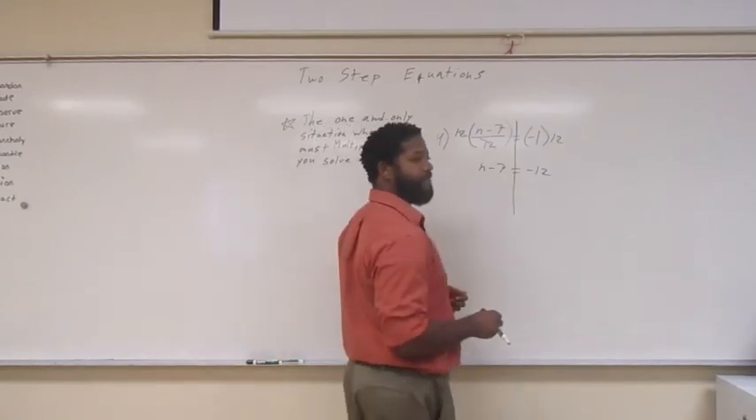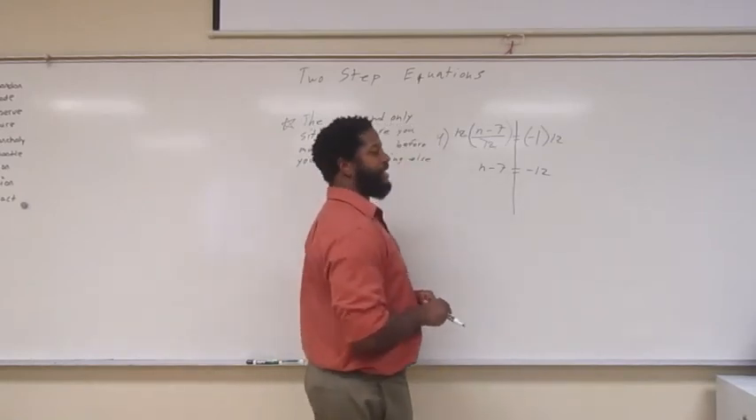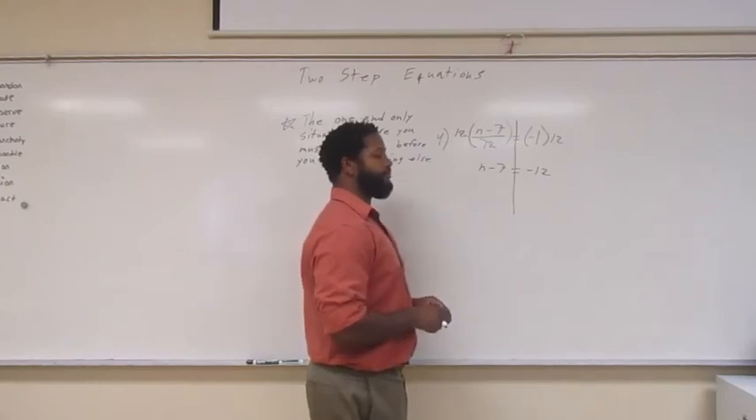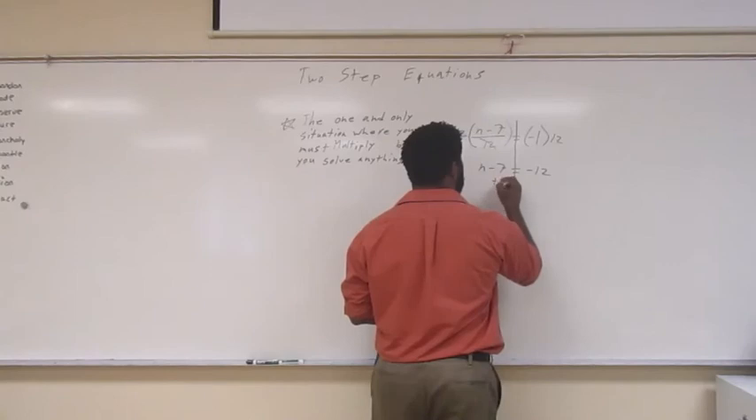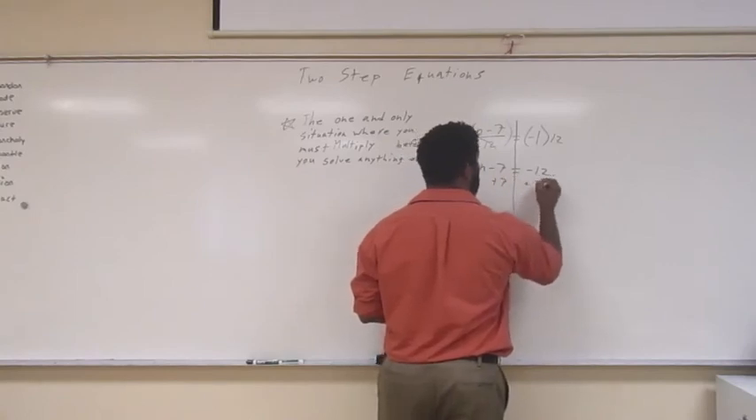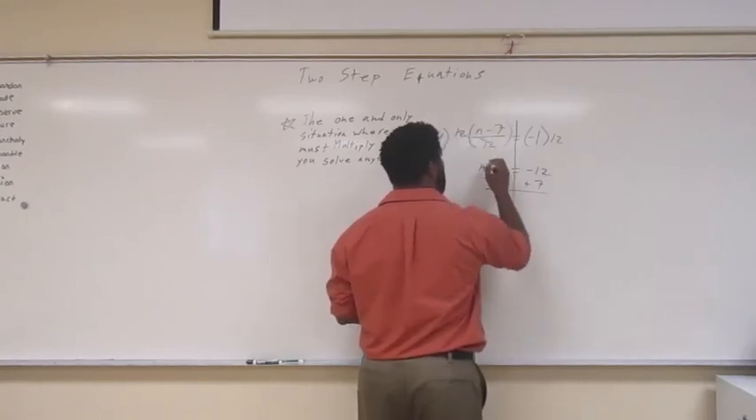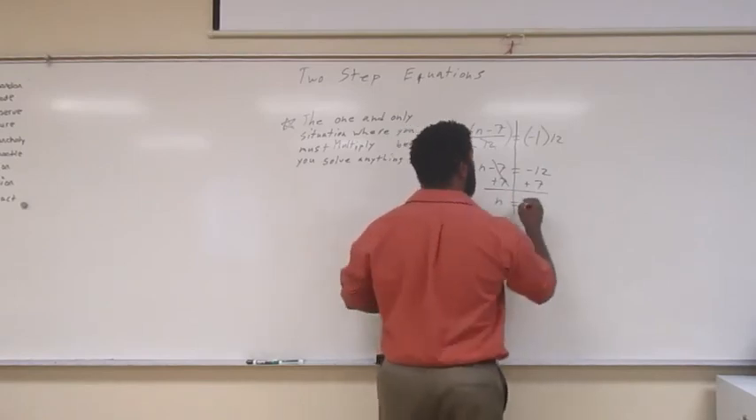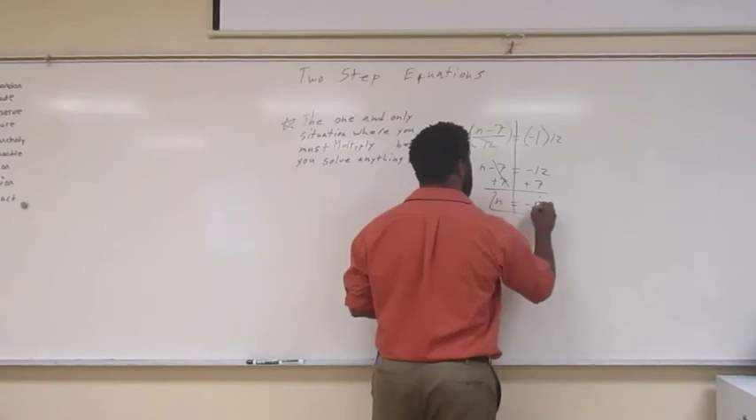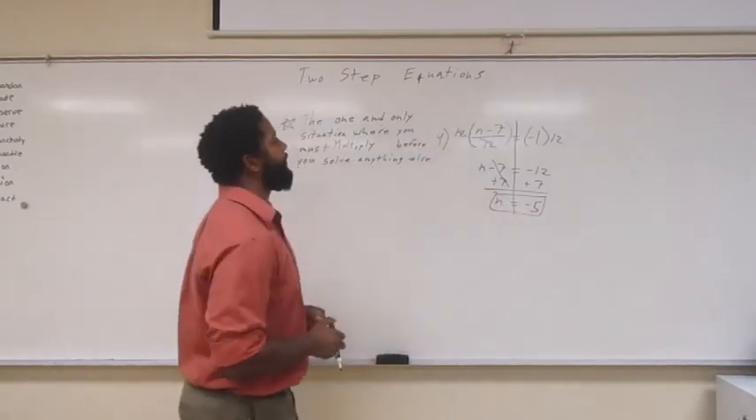So, Mr. Campos, you add 7 and negative 12. That's going to be 7, 8, 9. That's going to be a negative 5, because 12 is bigger. Good job. Okay?